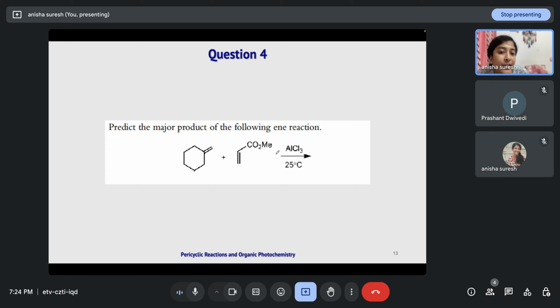Now coming to the fourth question. Predict the major product of the following ene reaction. So two components have been given. Please identify which is the ene part and which is the enophile part. And AlCl3 is given, which is acting as a Lewis acid. As you can see, here the ene reaction is taking place at room temperature. We are having a Lewis acid and an electron withdrawing group in the enophile. So this is the enophile and this is the ene part. Try to work out the mechanism and find out the major product of the ene reaction. I will give a minute for solving this question.